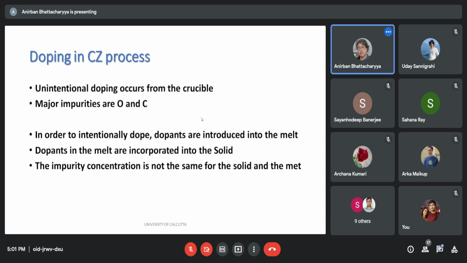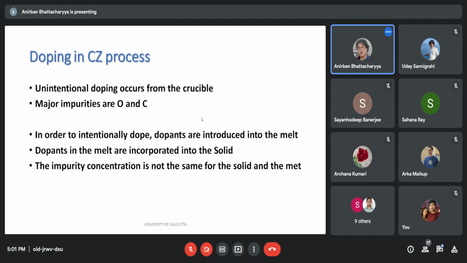Now, the doping process. Whenever you have a melt, obviously unintentional doping will occur. The major impurities are oxygen from the air and carbon. The carbon, of course, comes from all organic material. So, these are the impurities that you do not want. Of course, if you want to dope the material, then you can intentionally dope. Dopants are introduced into the melt and incorporated into the solid.